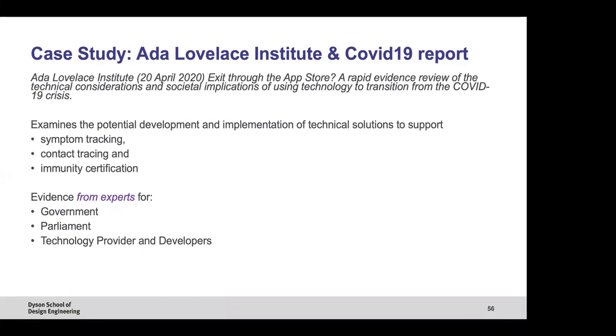And finally, immunity certification are technologies that have already been used in some countries, like China, where, for example, your mobile phone might give evidence that you are healthy or not. And in some extreme cases, it can be used for you to be able to access or to be denied access to certain services, like taking a train or going into a public space or getting into a building.